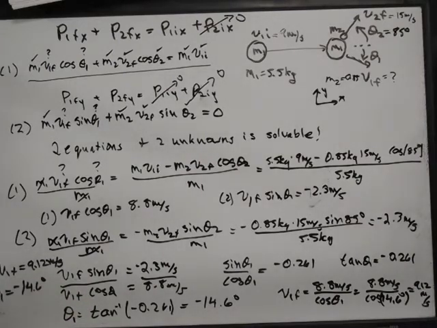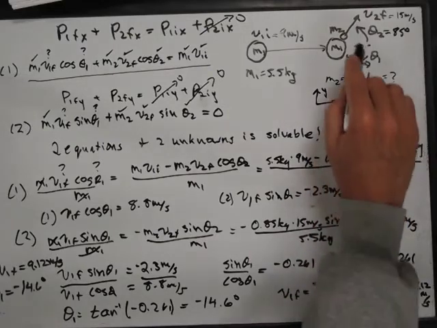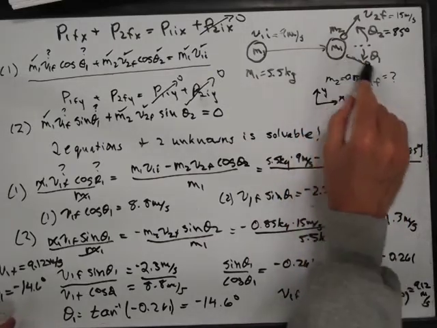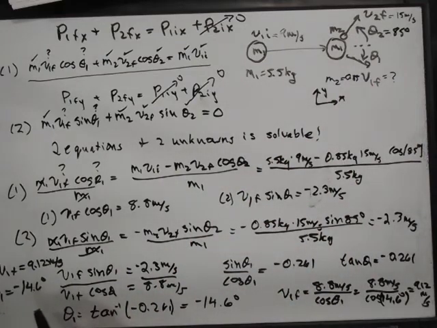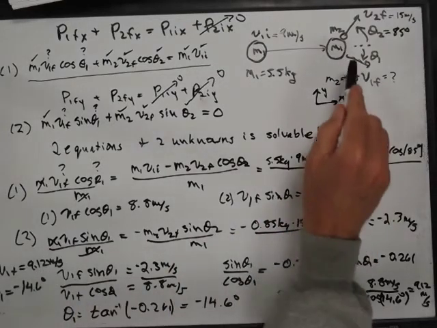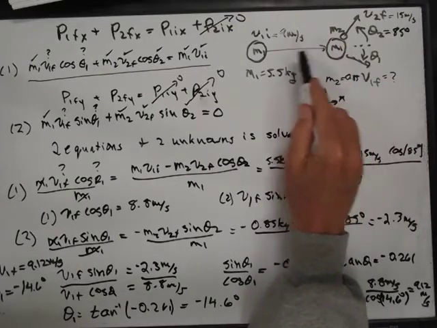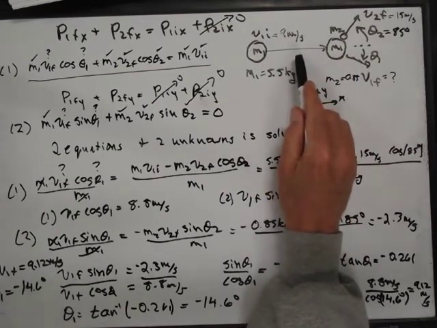Those are my answers. That's the speed of this guy, and that's the angle, right? V1 final is going this way, and that's the angle. The next thing they ask on this problem is, is the collision elastic? And you can tell right away that it's not, because the ball's velocity after the collision is greater than it was before the collision.